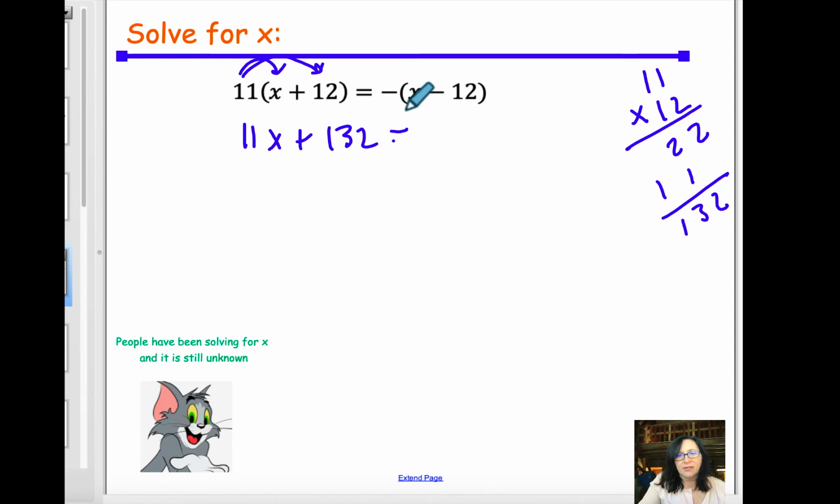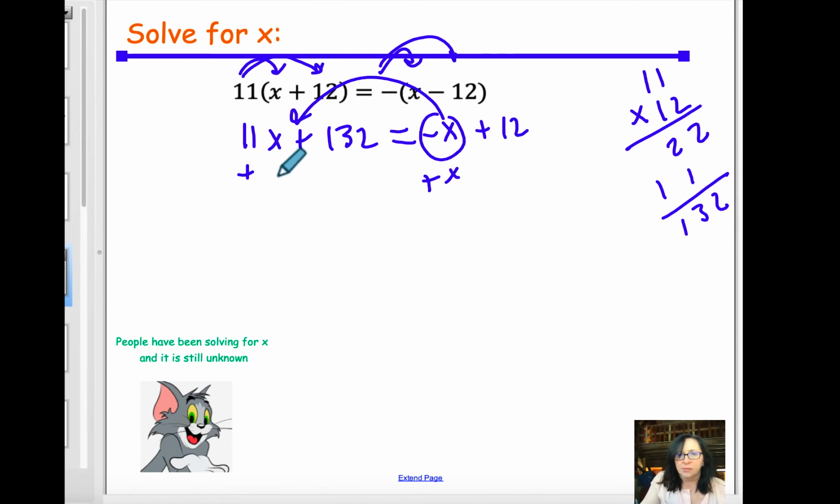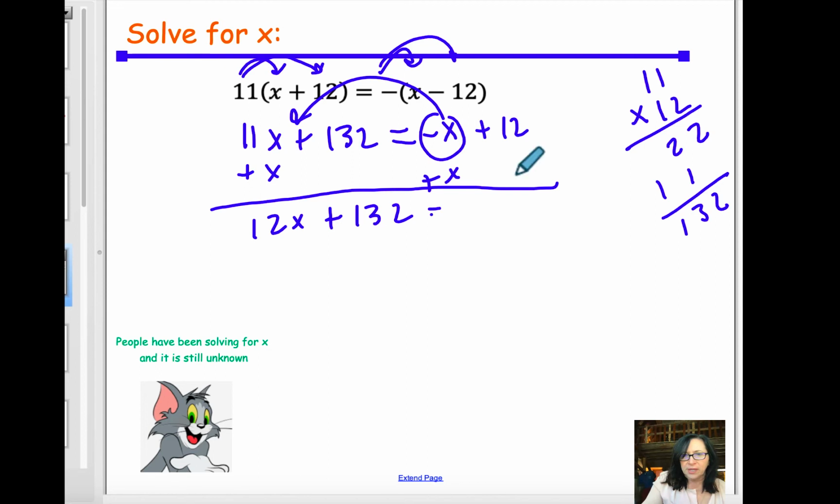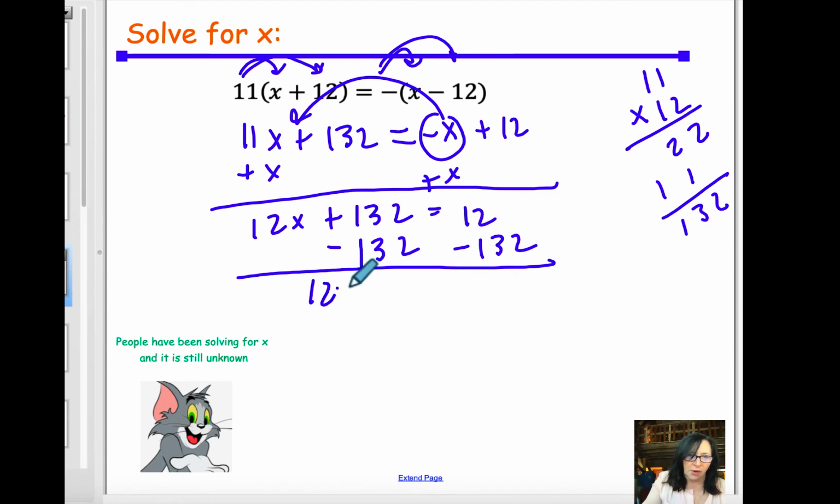On the right-hand side, I am going to distribute this negative sign, so I'm going to get negative x plus 12. I'm going to move my x's to the left-hand side, so that means this negative x needs to go that way. So I'm going to add the opposite. So I'm going to add x to both sides. I'm going to get 12x plus 132 equals 12. I'm going to subtract 132 from both sides.